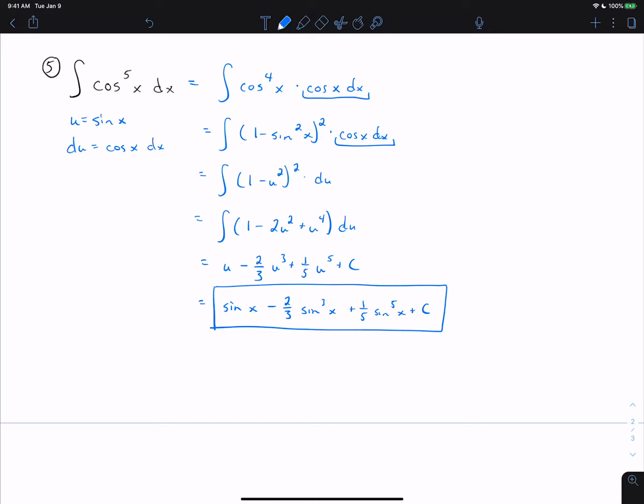Okay, so you should have a worksheet with a lot of practice problems that involve powers of sine and cosine. Definitely worth going through those. The next video will be on more trig integrals where we use similar techniques to evaluate integrals involving powers of secant and tangent. All right, thanks for watching the video.